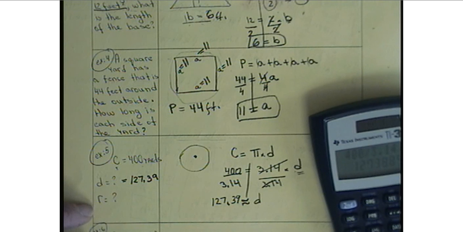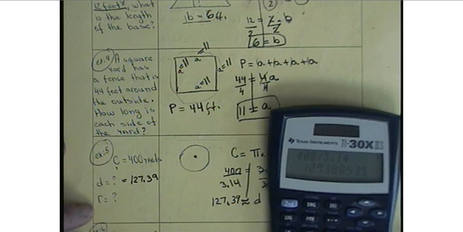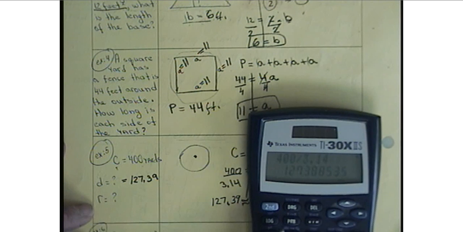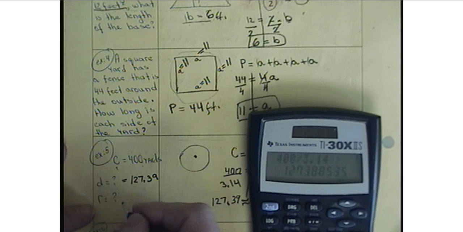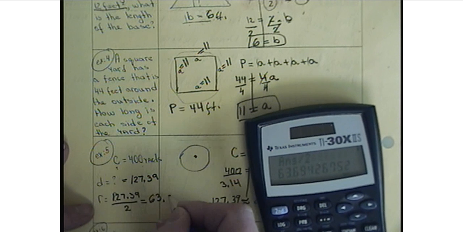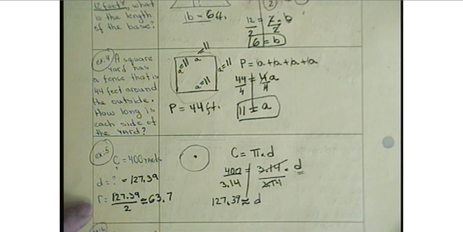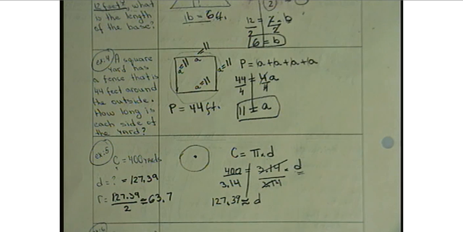Then the question is, if you know the diameter, what is the radius equal to? The radius is always half of the diameter, so we just need to divide by 2. With 127.39, let's write this down, 127.39 divided by 2, and this is equal to approximately 63.7. So 63.7 yards will be the radius.